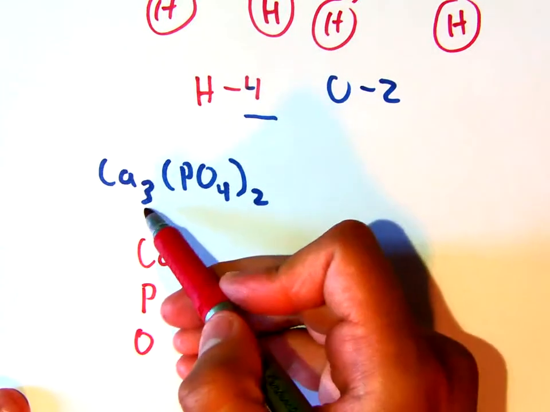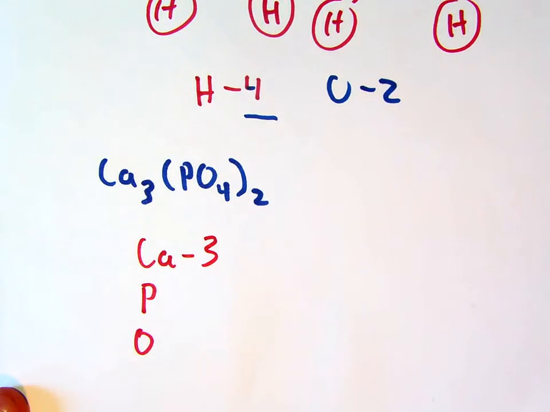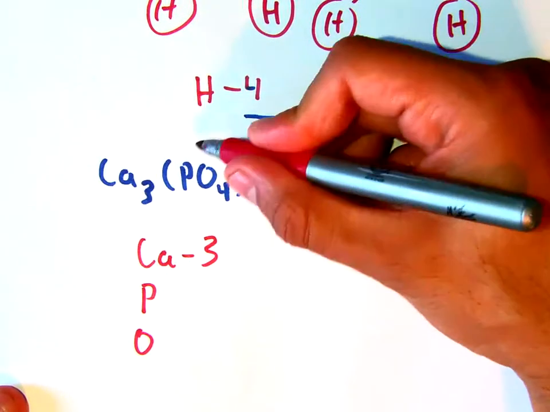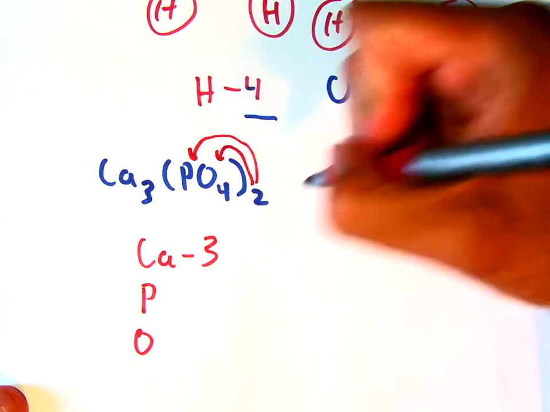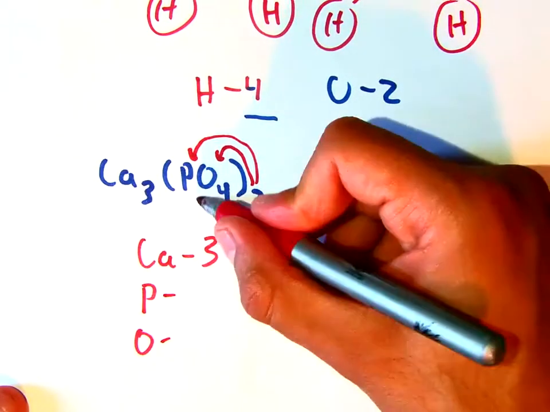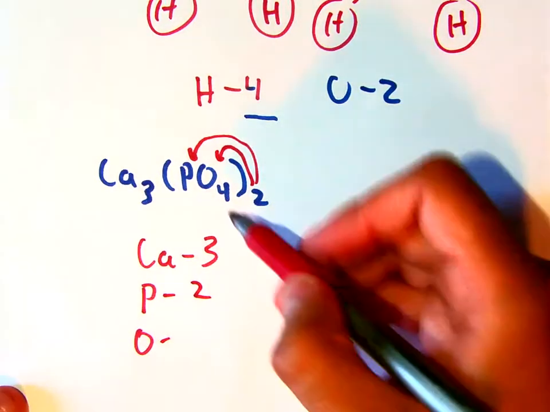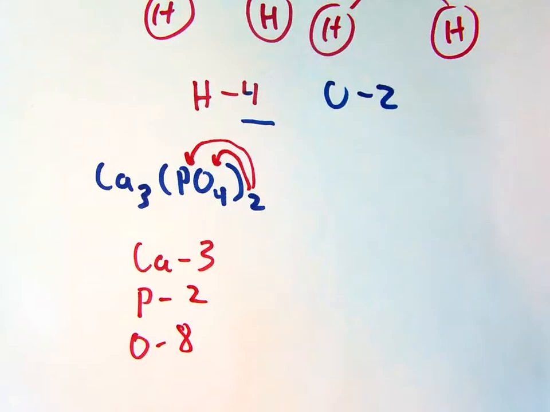All right, so I have three calcium. Phosphorus: because it's in parentheses, you distribute this 2 to this and to this. There's an invisible 1 here, so 2 times 1 is going to give me 2. 2 times 4 will give me 8. And that's how many we have of that compound. Okay, so let's work through some more examples.